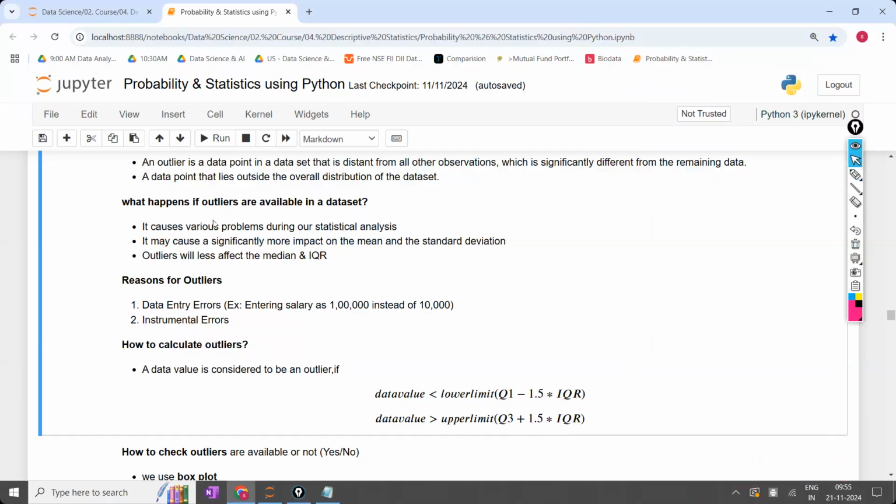So it causes various problems during the statistical analysis. It has a significantly larger impact on the mean and standard deviation, and outliers have less impact on the median and IQR. So whenever the given data set has outliers, we have to go with the median. Those who know statistics will go with the median salary. They will not ask what is the mean salary.